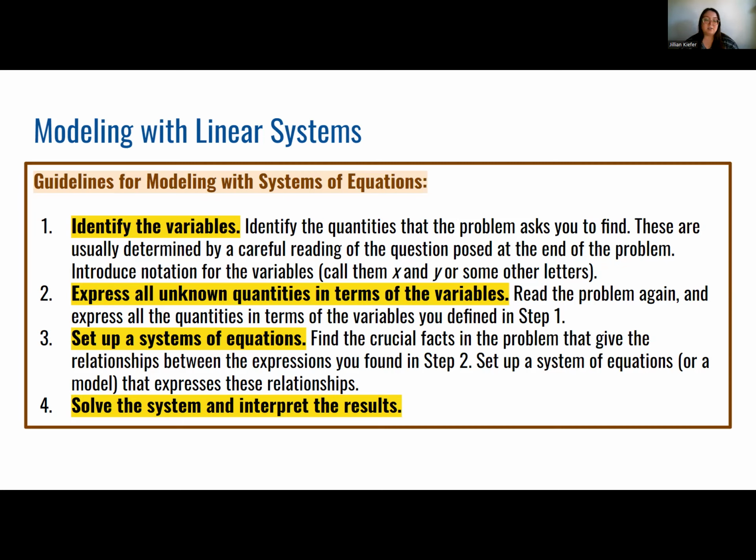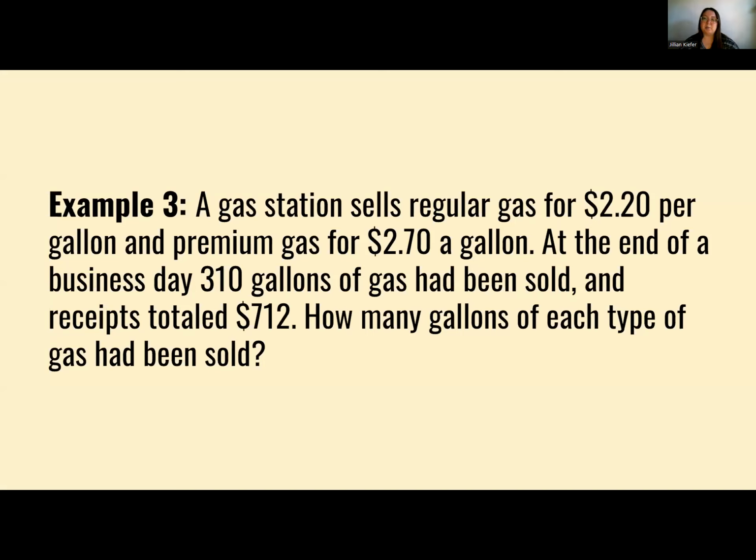So you put it in your system, and step 4 would be you actually solve that system and you interpret your results. So at the end, whichever result you got, you can express that as whatever it was that you were trying to solve for. So these are the 4 steps, the guidelines that you have if you want to recreate a real life situation with systems of equations, which is what we're going to use when we do our very last example here, example 3.